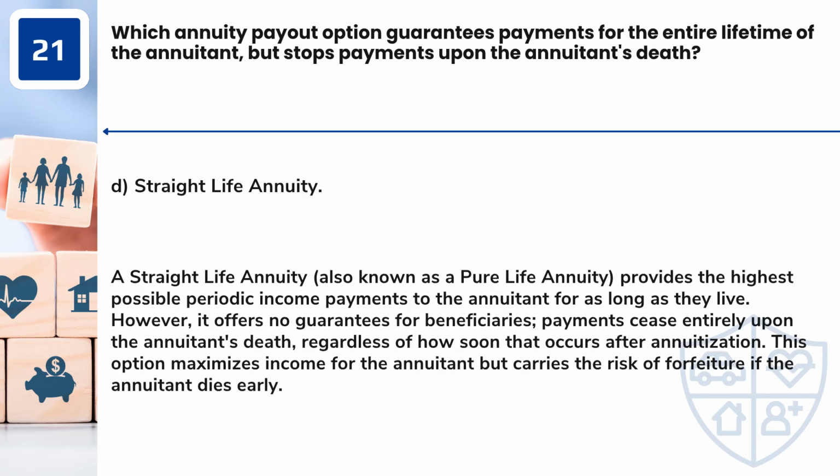Answer: D. Straight life annuity. A straight life annuity, also known as a pure life annuity, provides the highest possible periodic income payments to the annuitant for as long as they live. However, it offers no guarantees for beneficiaries. Payments cease entirely upon the annuitant's death, regardless of how soon that occurs after annuitization. This option maximizes income for the annuitant but carries the risk of forfeiture if the annuitant dies early.